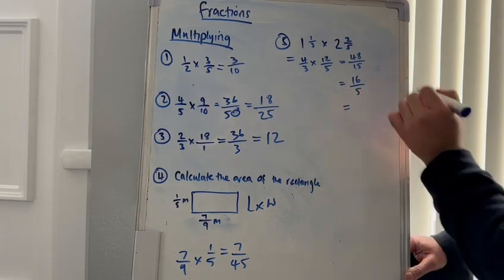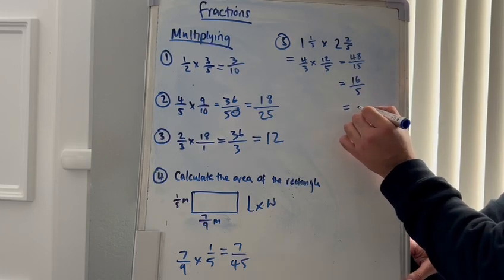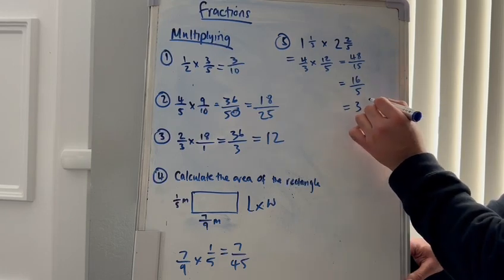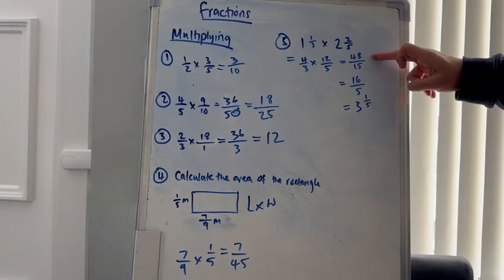And the best way to simplify is to turn it back into a mixed fraction. How many times does 5 go into 16? It goes 3 times. How many remainder? 1 over 5. And you could have simplified that straight from there also.